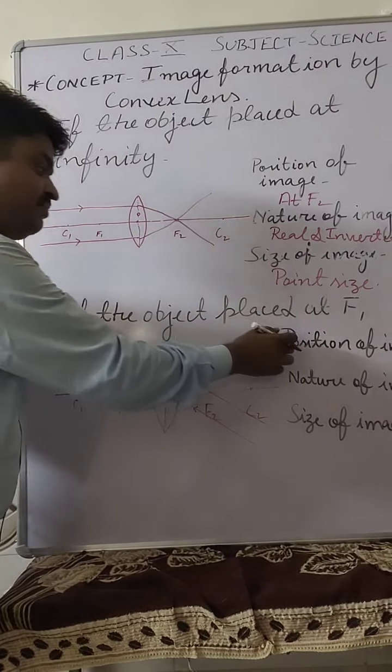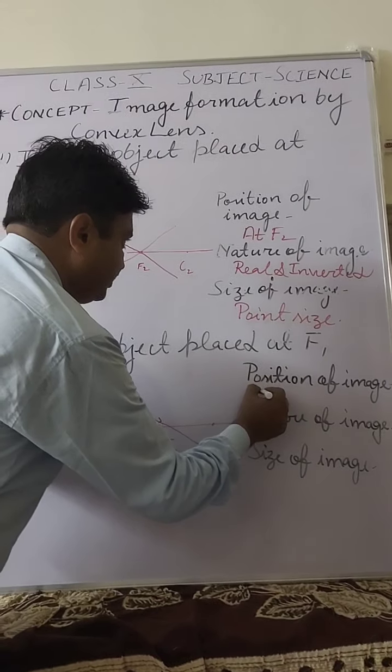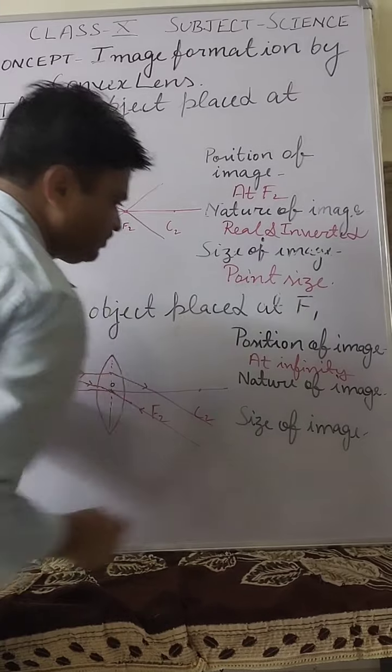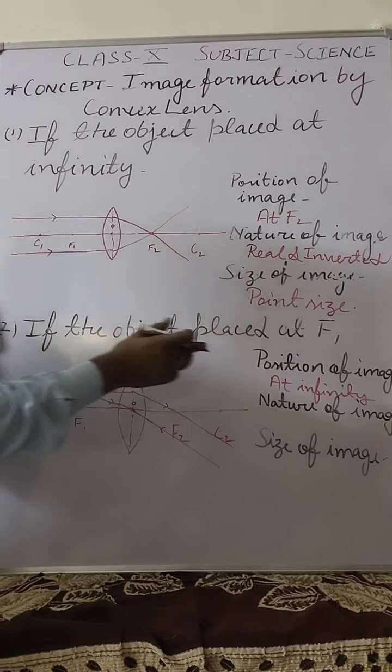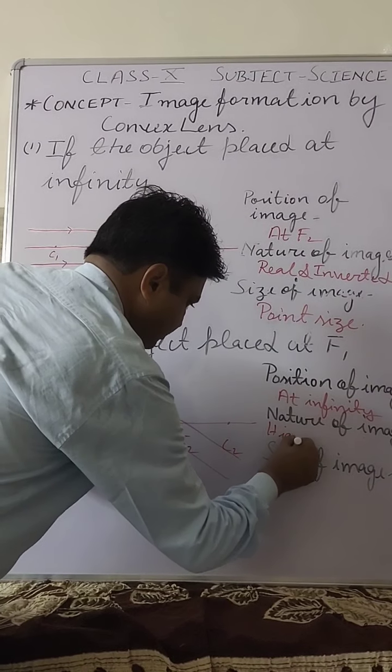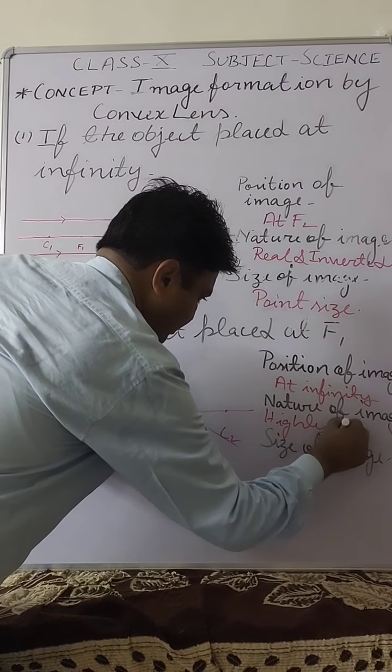So the position of image, what will it be here? At infinity. Nature of image: it will be highly enlarged. So what will you write here? Highly enlarged.